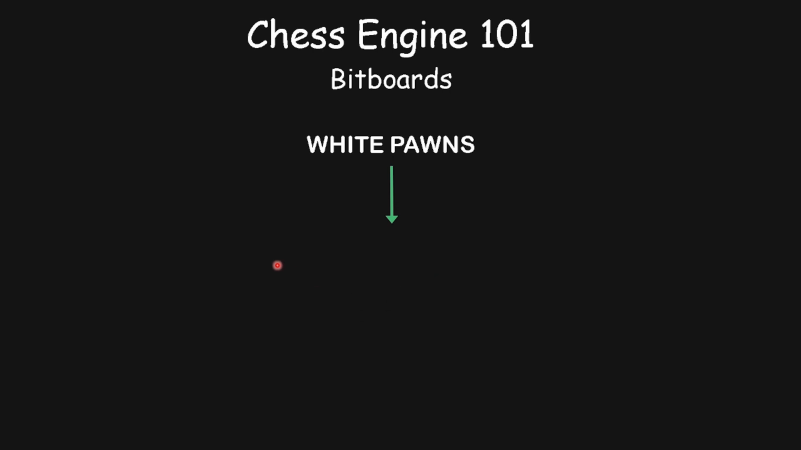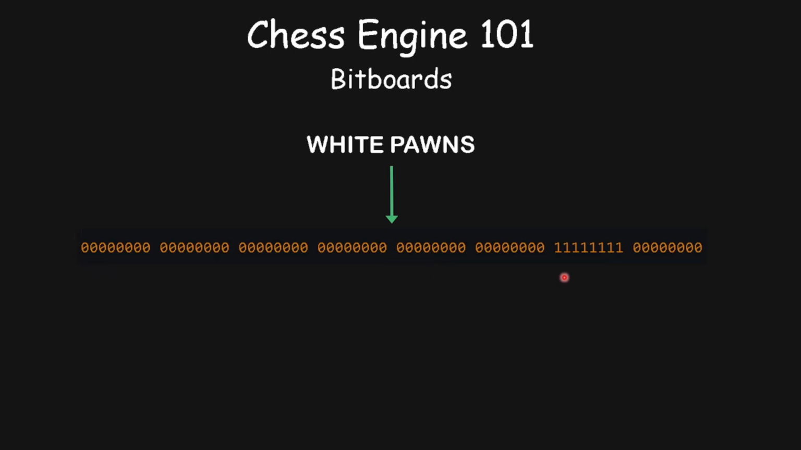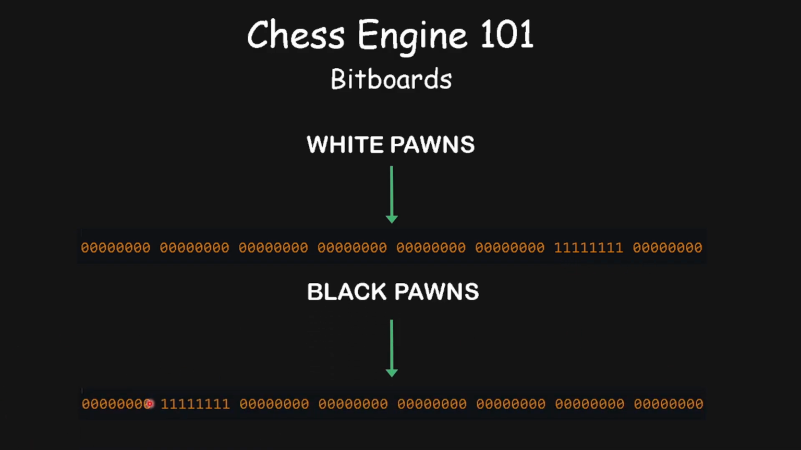Now I'm going to show you how you can, for example, represent the starting position of white pawns. As I said, the white pieces go at the end of the value, so white pawns would be at the second rank of the white pieces, and we just define the white pawns as the whole row. Same for black pawns, but we just flip this value, so they go at the start.